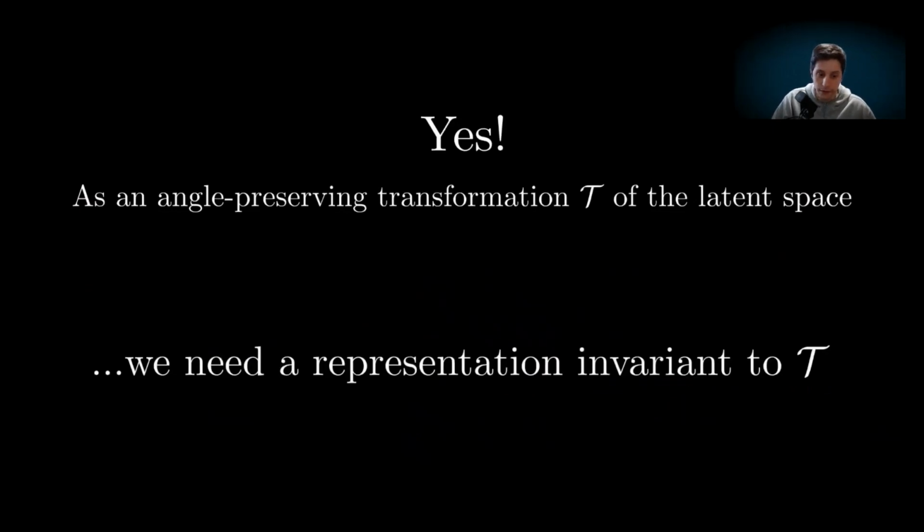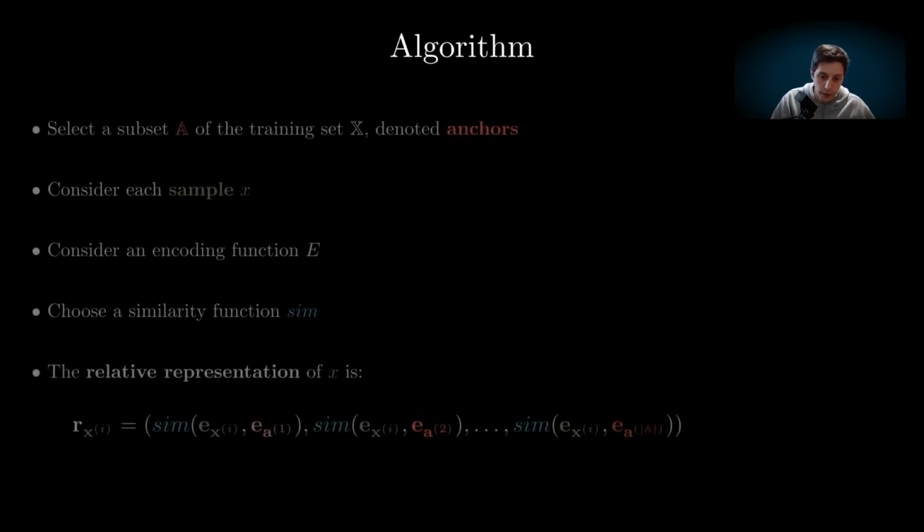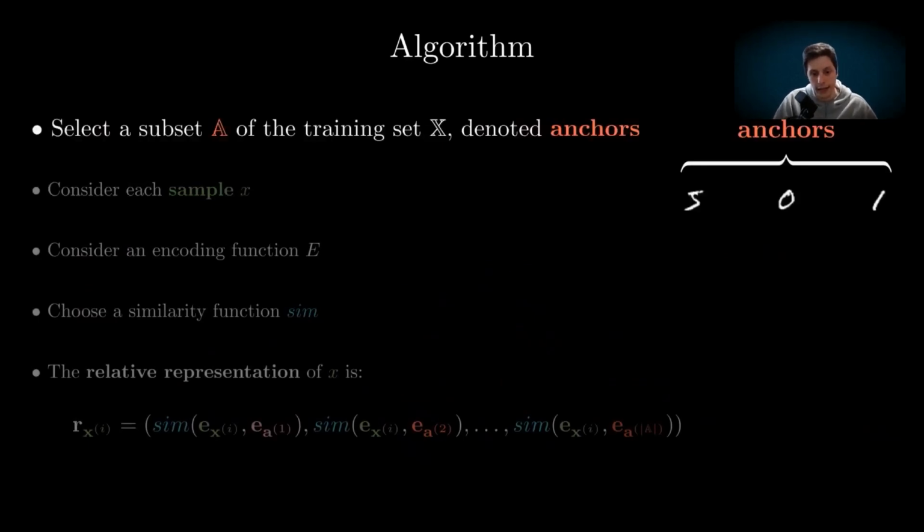So we need a representation that is invariant to T. And this is like the core idea of this work. Basically, we saw that there is something going on between the latent spaces. We observed that there is some transformation that models the variations, and we are searching for a representation that is invariant to that transformation. And these are what we call the relative representations. So let's see the algorithm to compute them.